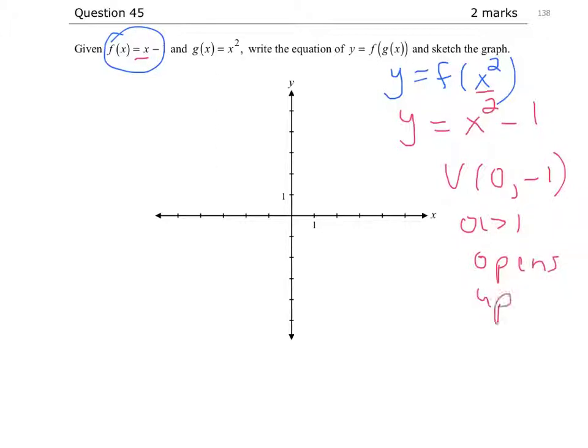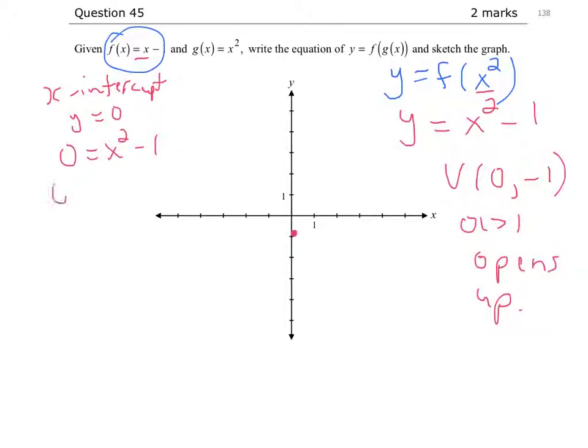Normally I would say we want to get our x-intercepts and y-intercept, but we actually already have our y-intercept. 0, negative 1 is our y-intercept. So we want to get our x-intercept. In order to get x-intercept, we want to set y equal to 0. And so we set y equal to 0. So 0 equals x squared minus 1.